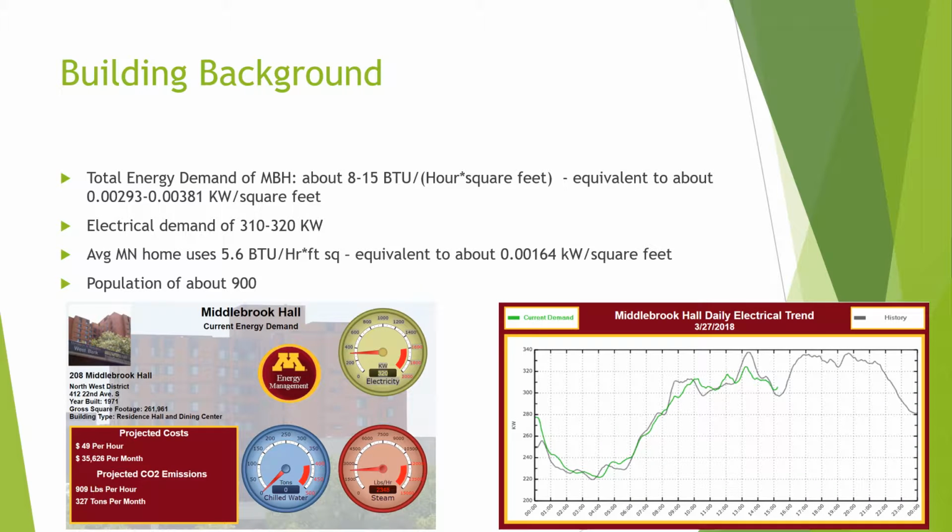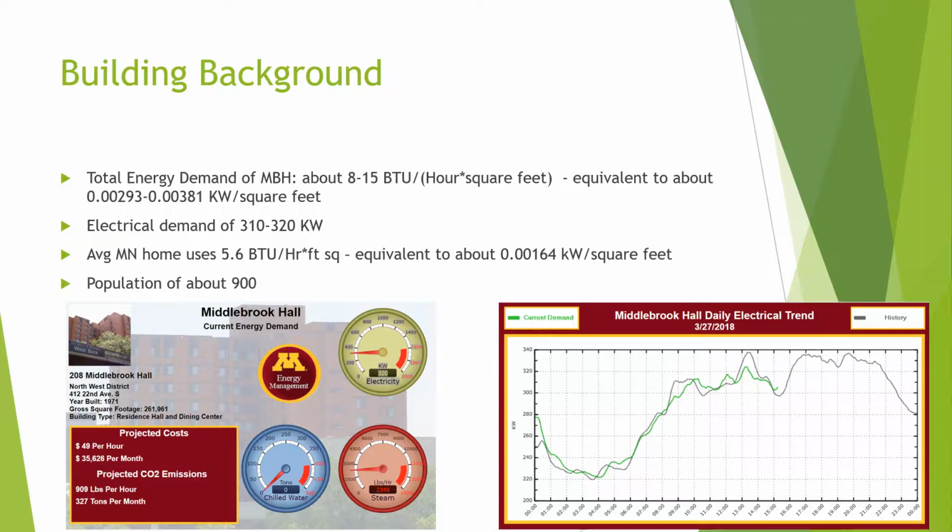Here's some data about Middlebrook that I obtained from facilities management at the U. Notice how the total energy demand is about 10 to 13 BTUs per hour times square feet, which is about 0.00293 to 0.00381 kilowatts per square foot. Notice how this is roughly double to triple what the average Minnesota home uses per square foot, which shows just how much more energy per square foot a residence hall needs, and perhaps how inefficient they can be at energy usage. This, however, does include energy usage for things like having a large dining hall, many washers and dryers, and the other additions that a residence hall needs compared to a typical Minnesota house.